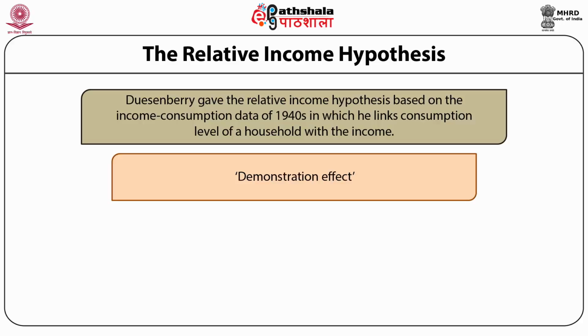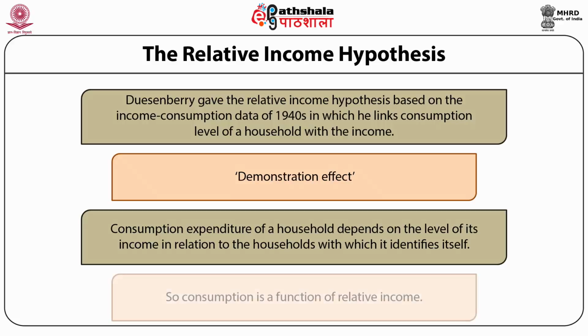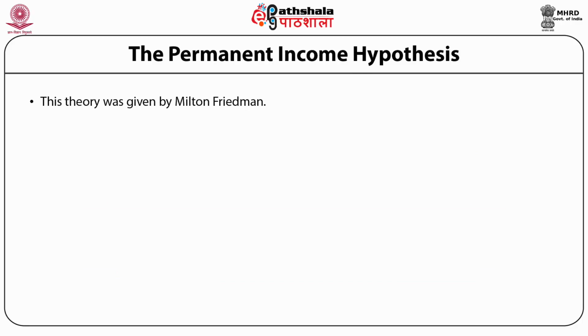According to relative income theory, consumption expenditure of a household depends on the level of its income in relation to the households with which it identifies itself. By stating that consumption is a function of relative income, it rejects the Keynes idea of consumption depending upon absolute income. The theory of permanent income hypothesis was given by Milton Friedman, whom we consider as father of monetary economics.